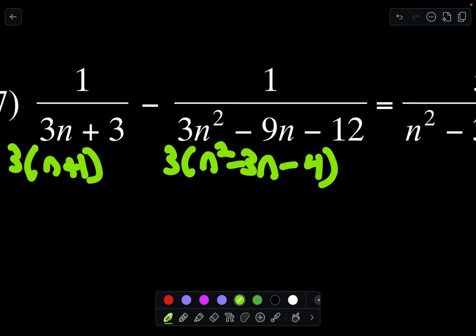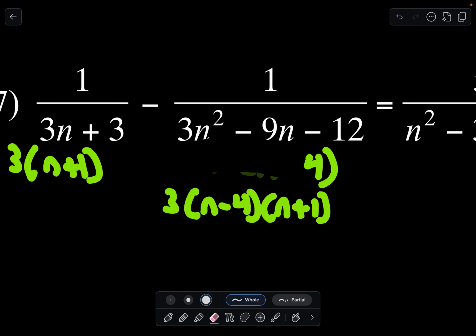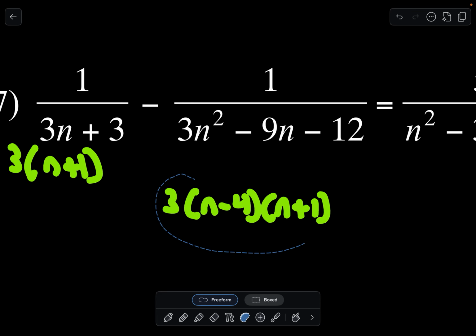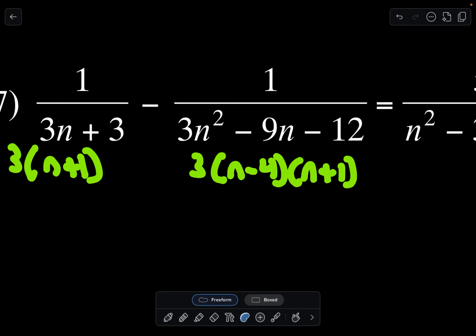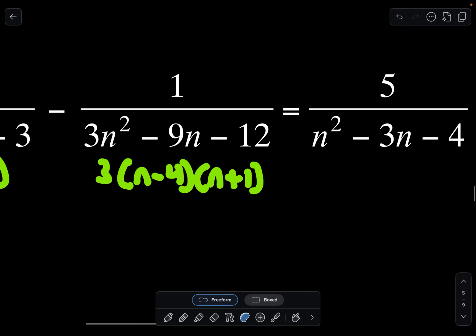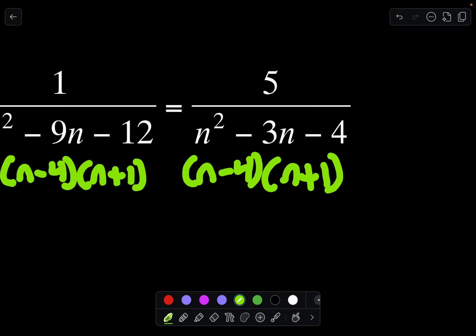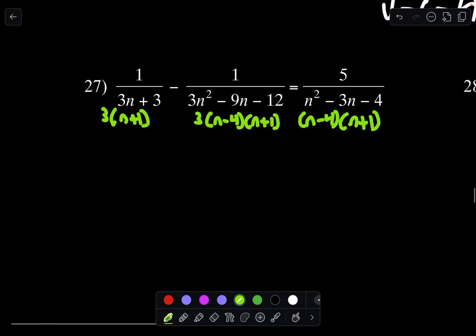And then the n squared minus 3n minus 4 can be factored as n minus 4, n plus 1 with the 3. So I'll just erase that and say that this is the factored form of that denominator. And then the last one is basically the same thing as this, but without the 3. So this is going to be n minus 4, n plus 1. So I got all the denominators factored.